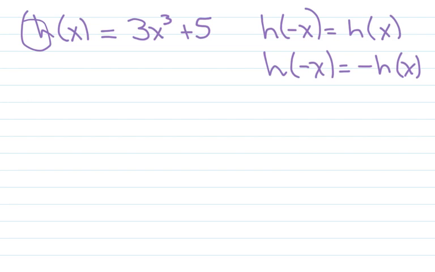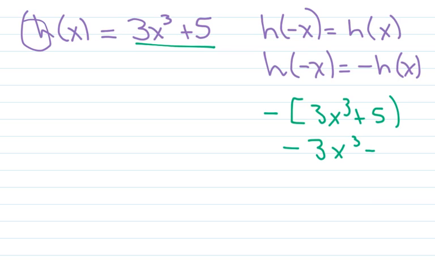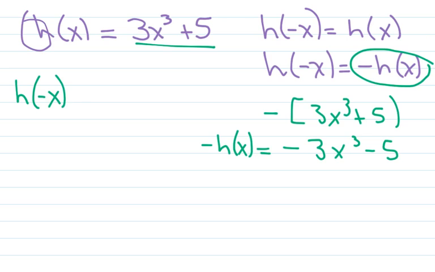What I want to do first, because I know what even looks like: if it's even, it's going to come right back to this. However, if it's odd, let me show you. If it's odd, then we're going to negate this and see what that looks like. If it's odd, it should look like this. So that's what negative h of x would look like. So let's check it out and see what this looks like when we input negative x.